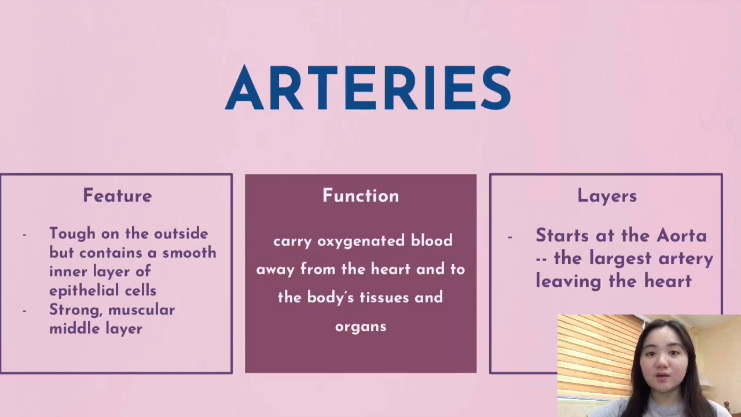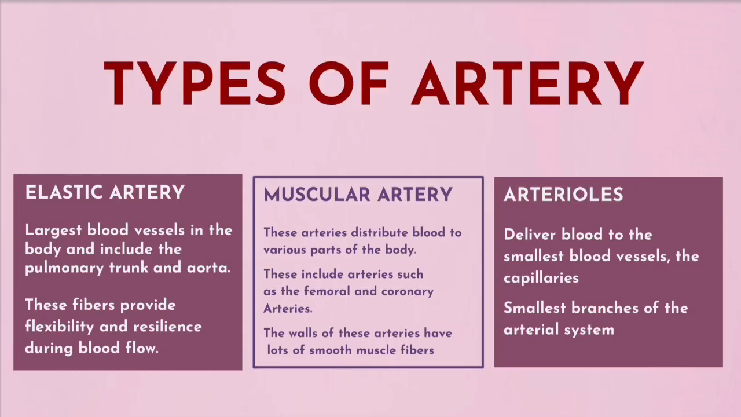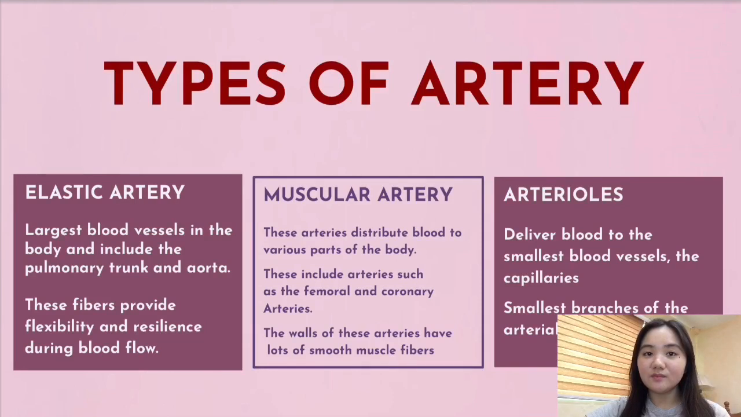It begins with the aorta, which is the largest artery, then it branches several times, becoming smaller and smaller as they carry blood further from the heart. The three types of arteries are the elastic arteries, muscular arteries, and the arterioles. The elastic arteries are the largest. The muscular arteries are responsible for distributing blood to the various parts of the body, and the arterioles are the smallest and they deliver blood to the capillaries.